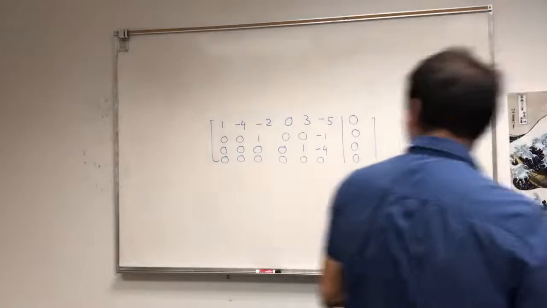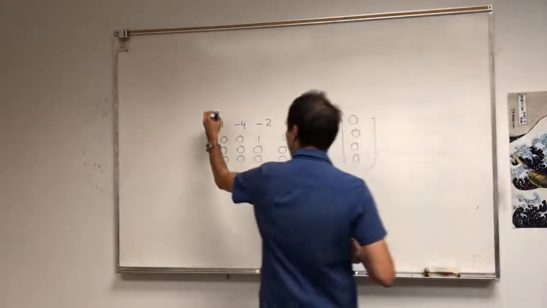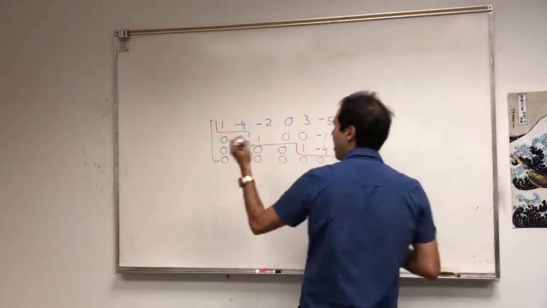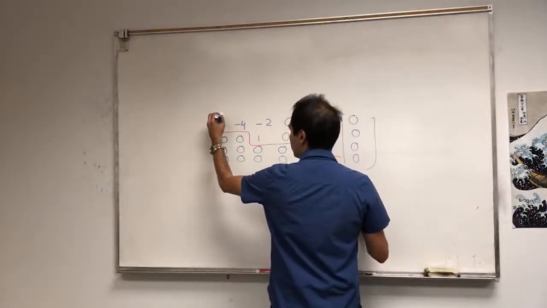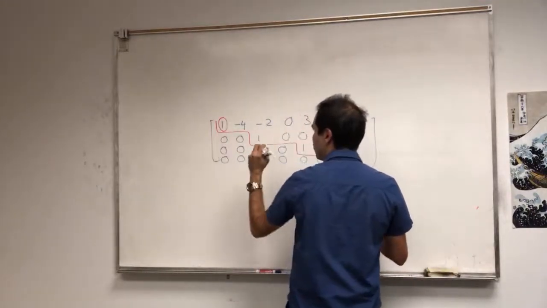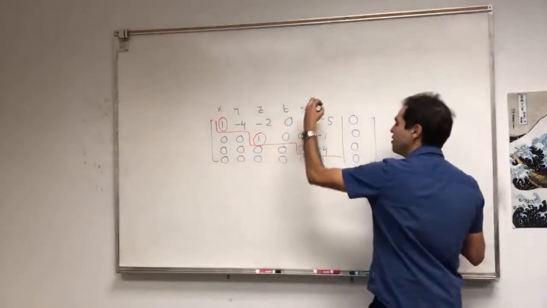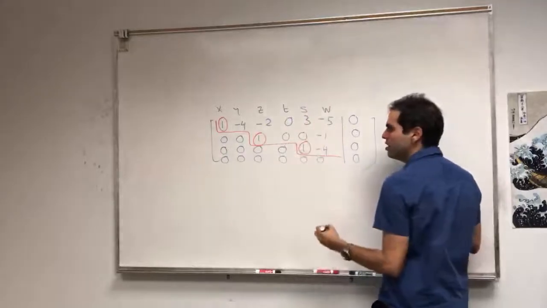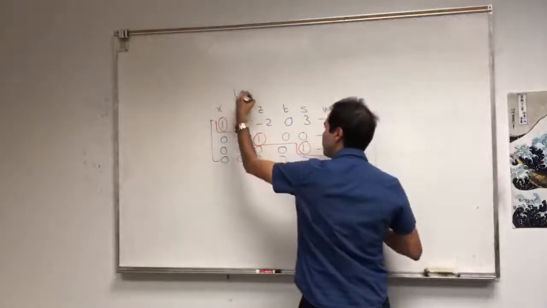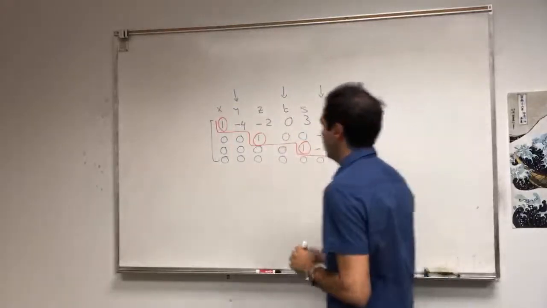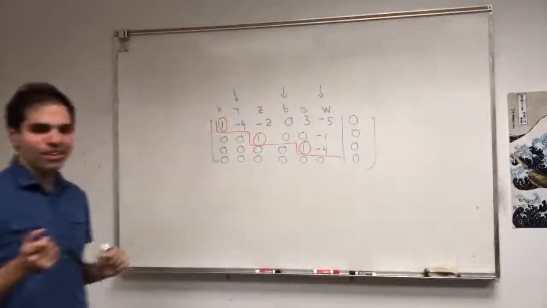And before you even continue row reducing, it's always good to look where the pivots are and what the free variables are. So you see the pivots are here in the first column, the third column, and the fifth. We know that y will be a free variable, t will be a free variable, and w will be a free variable. And this will be very important for later on.